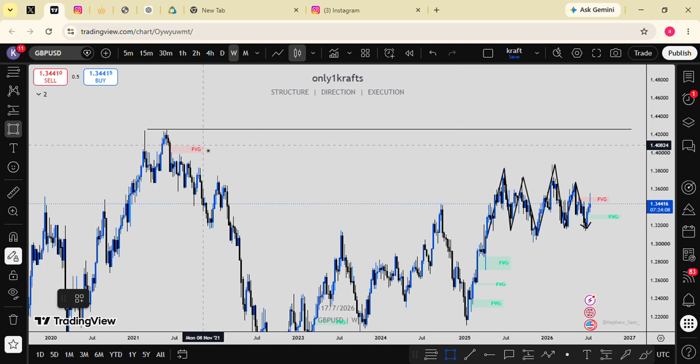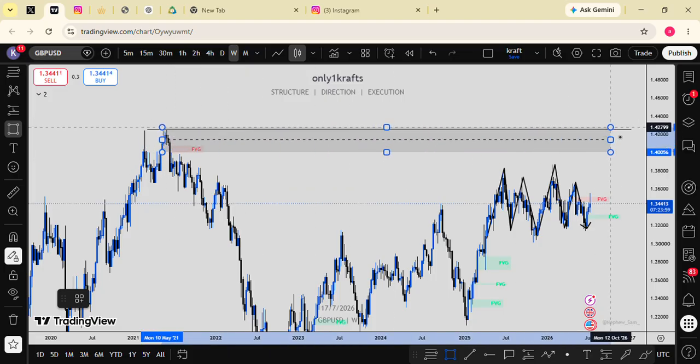Alright, so in this scenario now, where is our POI? We have this fair value gap, this weekly fair value gap, right? Coupled with this other block right here. So I'm going to be marking this level out.